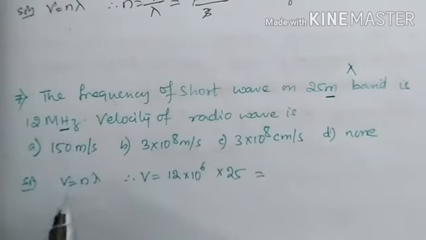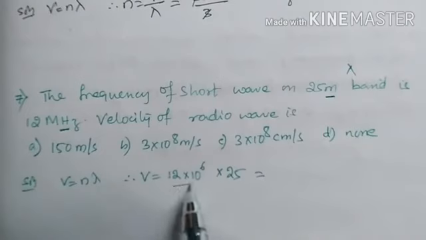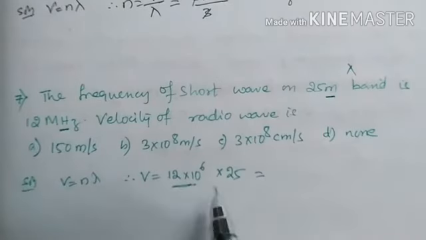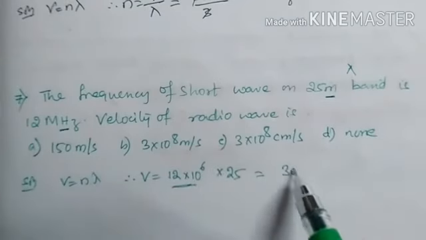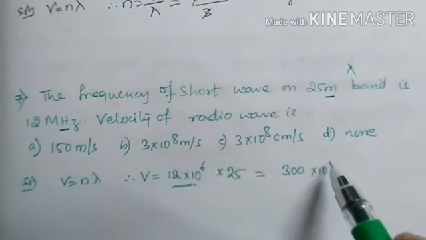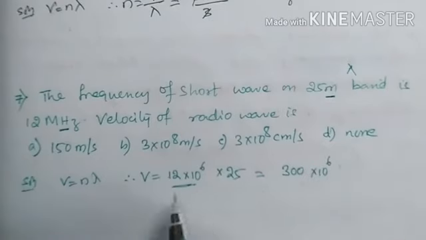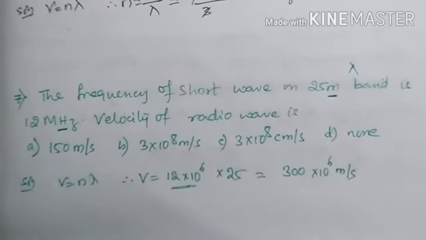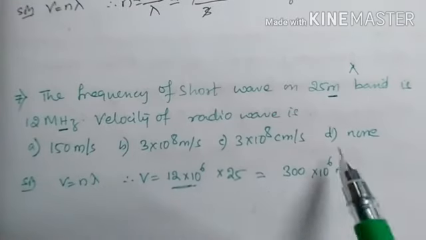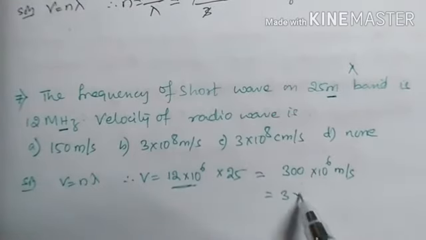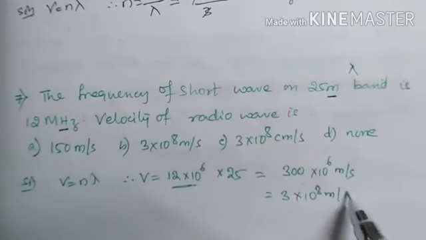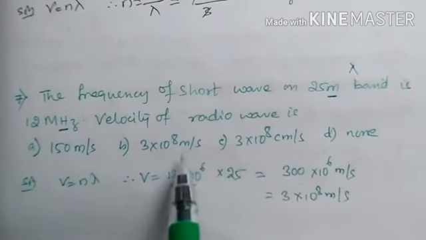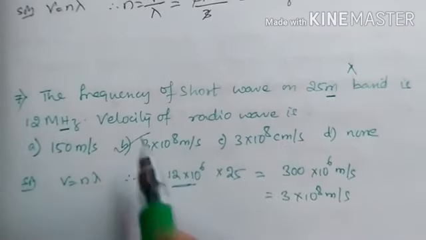Velocity is given by v = n lambda. n is given as 12 mega, which means 10 raised to 6, into 25 meters. So 25 into 12 is very clearly 300 into 10 raised to 6. When velocity comes, it is meters per second. So 3 into 10 raised to 6 meters per second. Now we check here, we don't have 10 raised to 6. We can convert this into 3 into 10 raised to 8 meters per second. This is centimeters, this is meters. So this should be our answer.